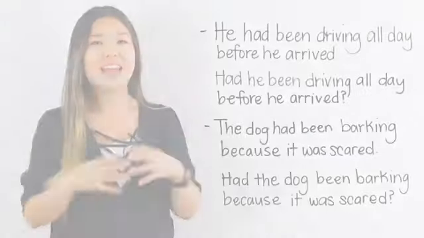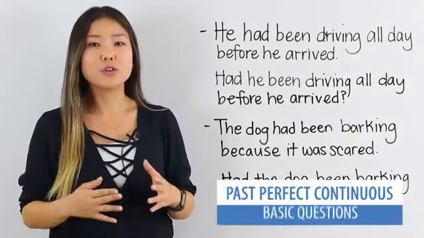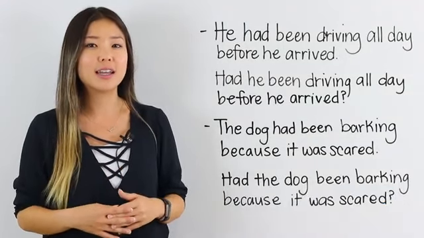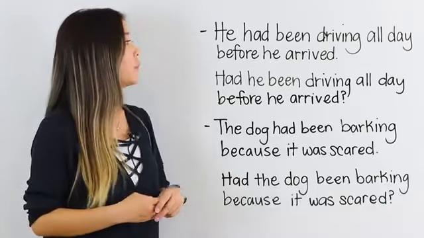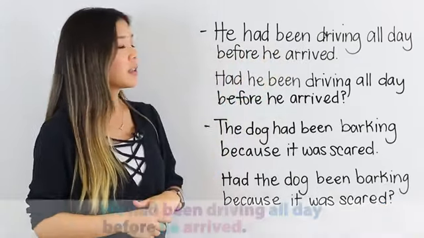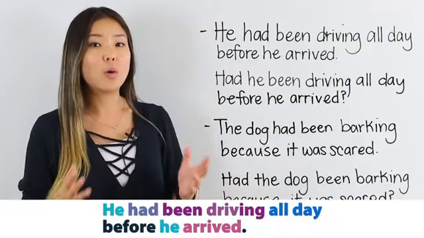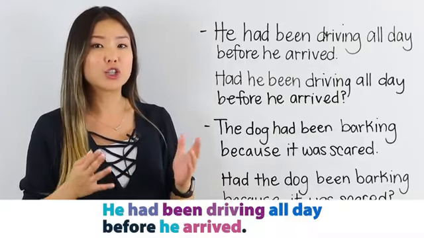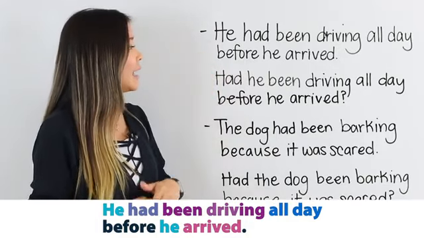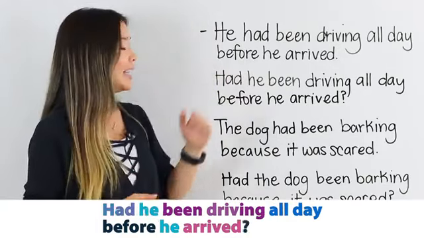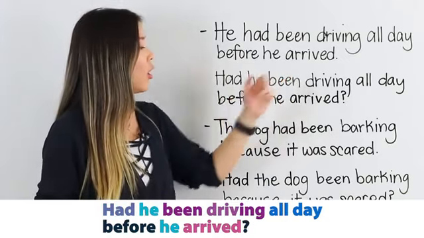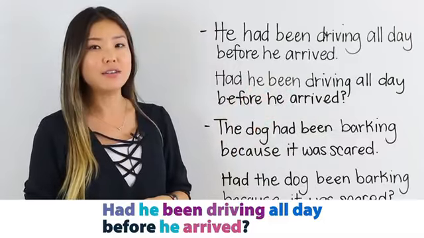Let's move on. Now, let's go into how to form basic questions in the past perfect continuous tense. Here is the first example. He had been driving all day before he arrived. Now, to turn this into a question, all we have to do is change the order of the first two words. Instead of he had, now I can say had he in order to form a question. Had he been driving all day before he arrived?